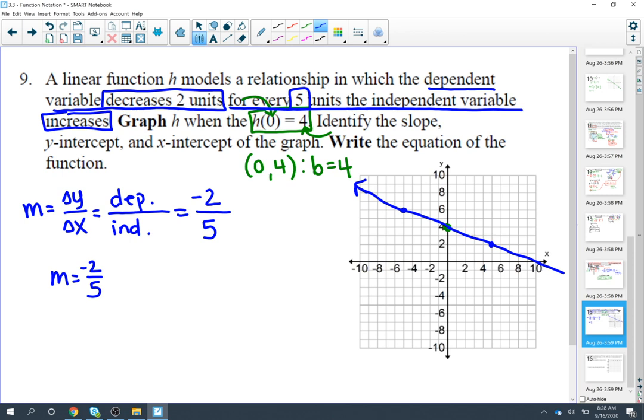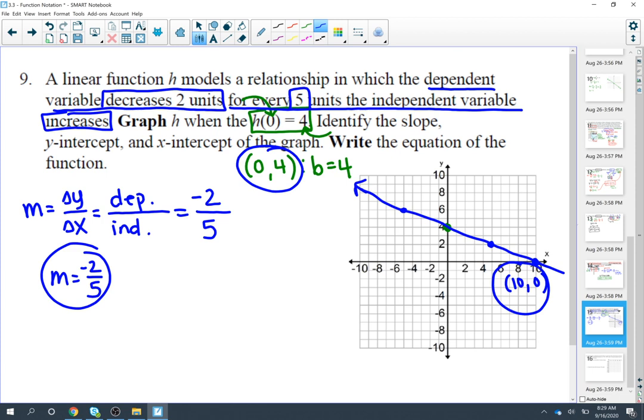Now, identify the slope. Got it. Identify the y-intercept. Got it. Identify the x-intercept. Don't got it, but could probably find it. So we stopped here at this point. What if I did my slope again? Negative 2, then 1, 2, 3, 4, 5. Got it. So my x-intercept is (10, 0).